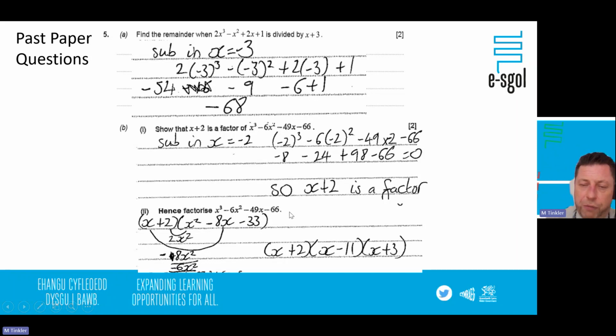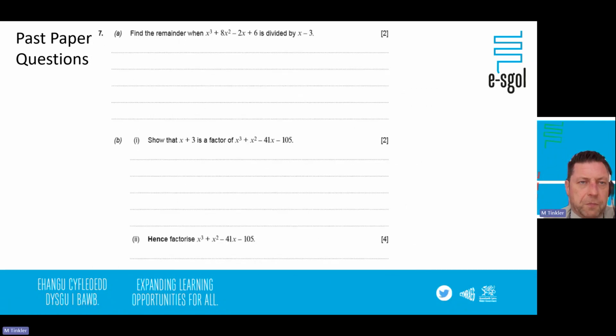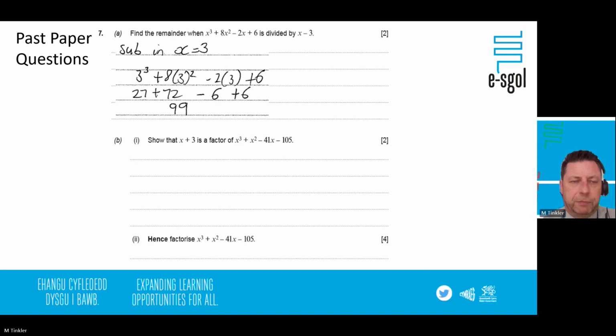Now none of these have said solve. If they did, you just write x equals minus 2, x equals 11, or x equals minus 3. Now again, it's the same format. So if you want to, I would advise you maybe stop the video now, because I'm just going to beam my answers up. Okay, I'll be beaming my answers now.